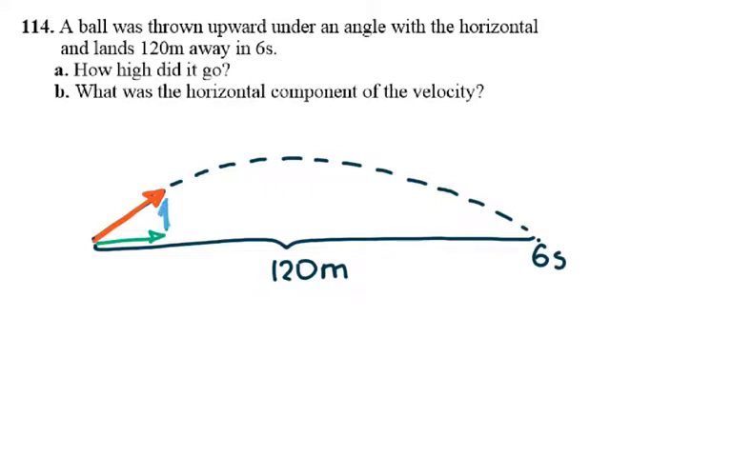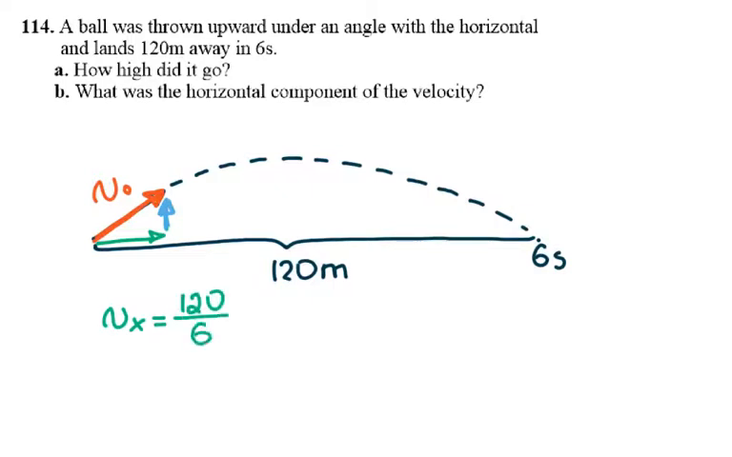So this one is the vertical component of the motion. The horizontal component of the motion, the green one, the velocity x, I'm going to call the horizontal component. The velocity sub zero is the initial velocity. And the blue one is going to be our vertical velocity.